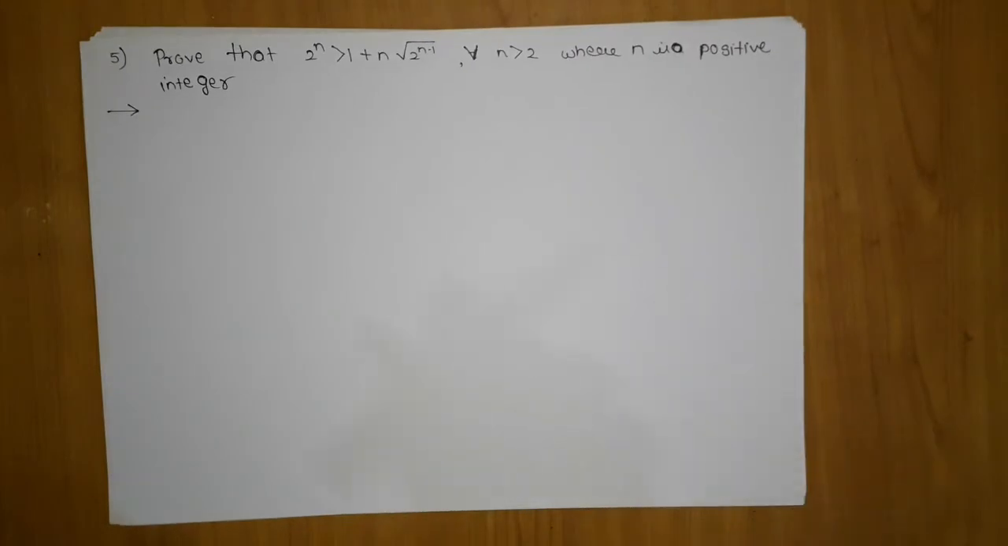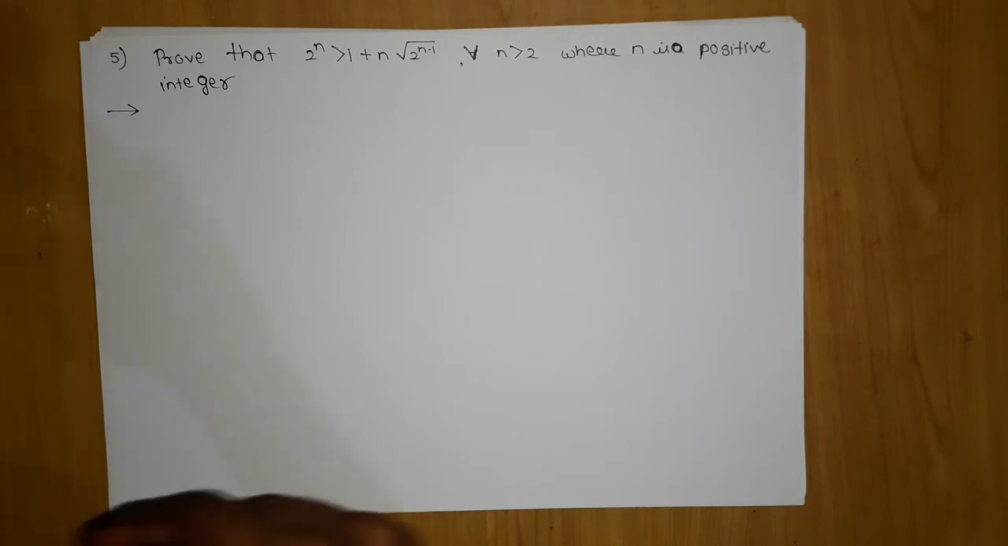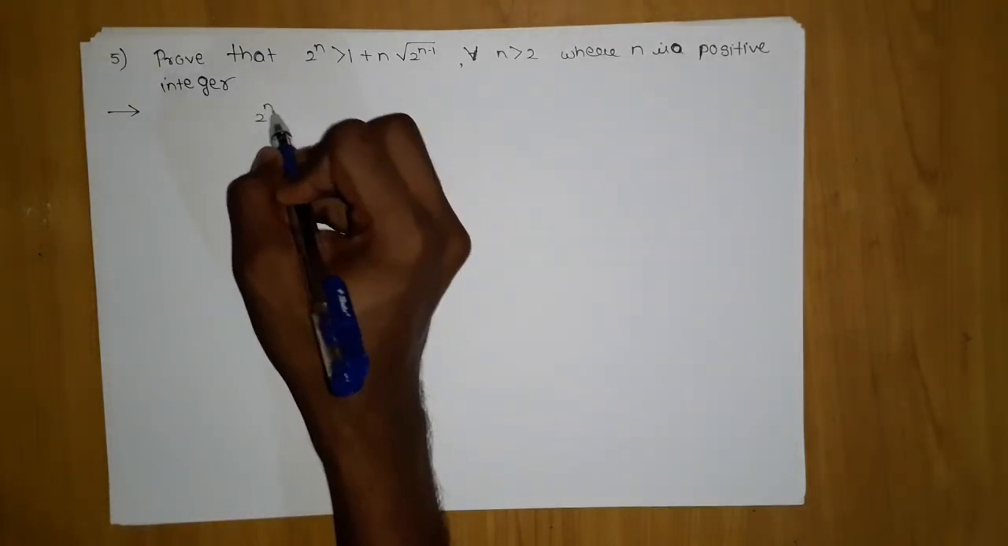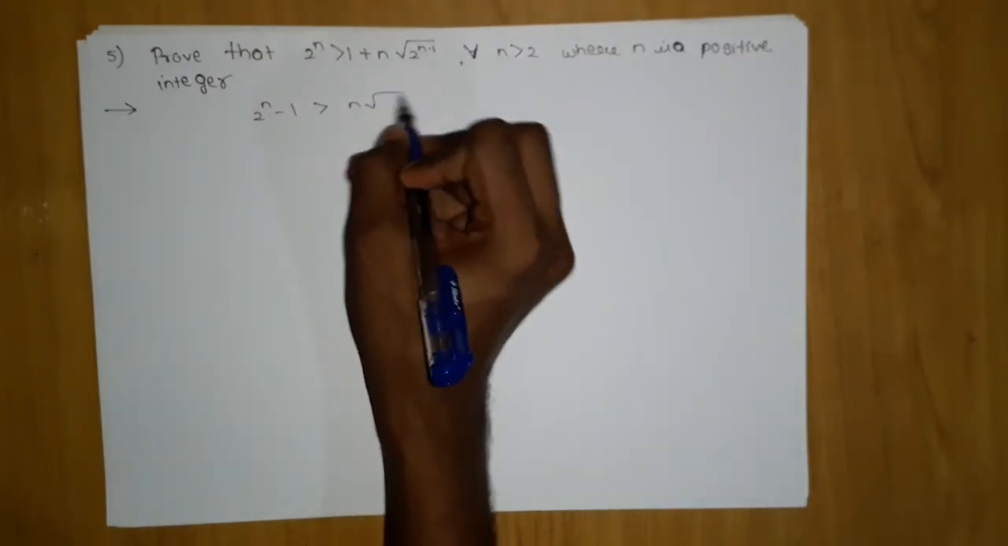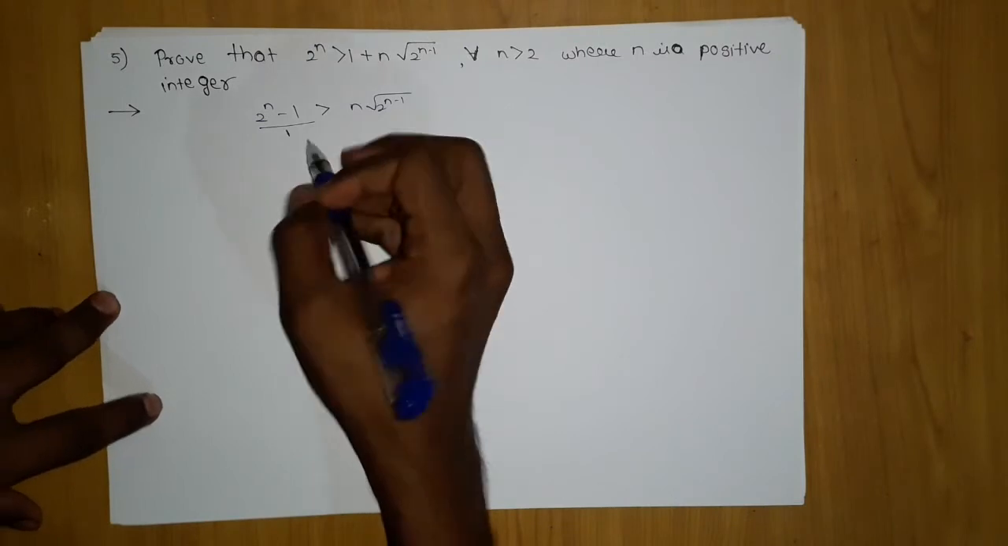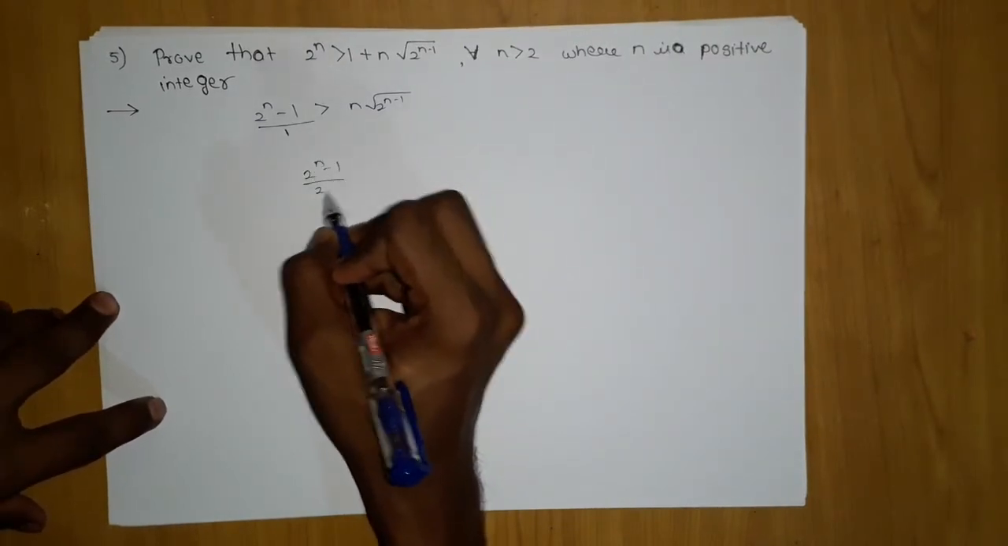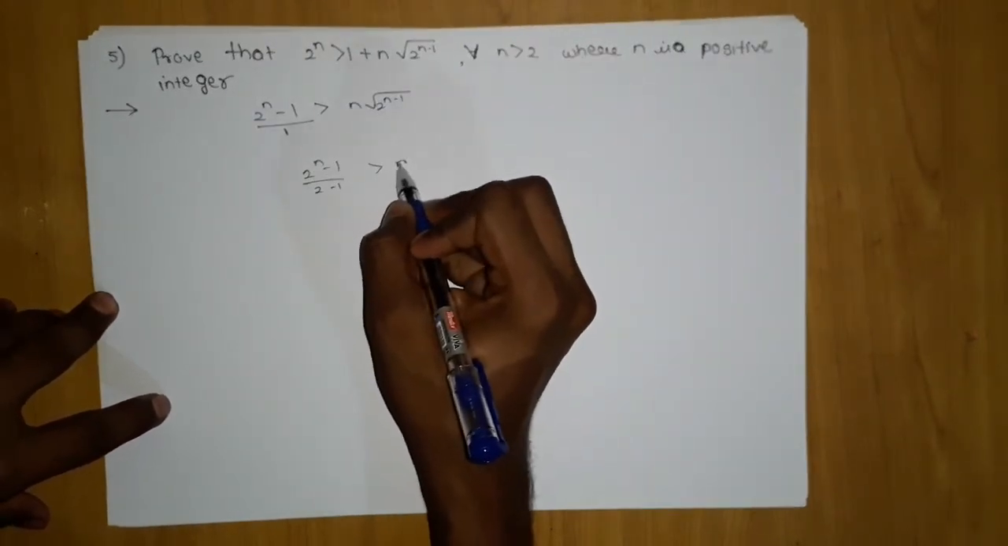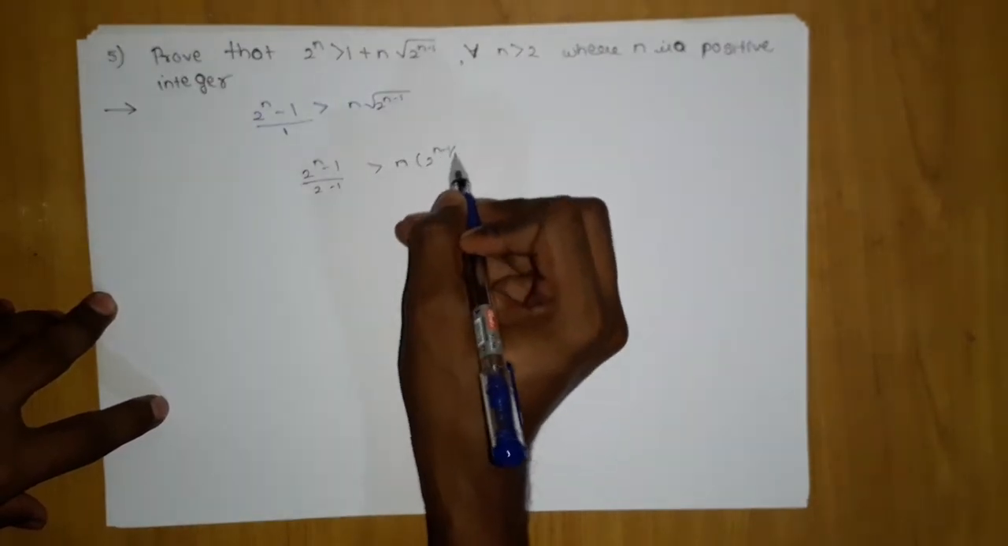So what this question is asking is to prove that 2 power n is greater than 1 plus n into under root 2 power n minus 1, for all n greater than 2, where n is a positive integer. So what we can do, we can do 2 power n minus 1 greater than n into under root 2 power n minus 1. Since here it is 1, can I write it as 2 power n minus 1 upon 2 minus 1 greater than n into 2 power n minus 1 by 2.